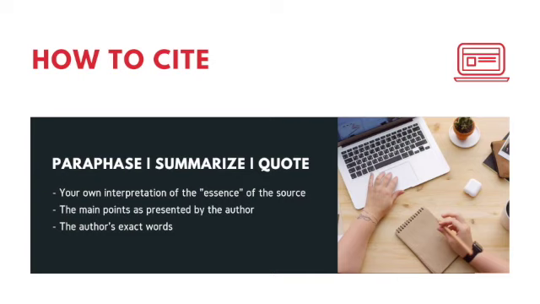There are 3 ways to use sources in your paper. You can paraphrase, summarize, or quote. A paraphrase is your own interpretation of the essence of the source. You really put it in your own words. Summarizing is the main idea or the main points of the source that you are citing. So you're simply saying what the source is about. And quoting is a direct quote, so word for word, verbatim, what the original author has written in the original source.